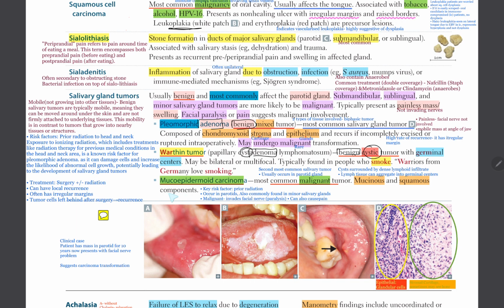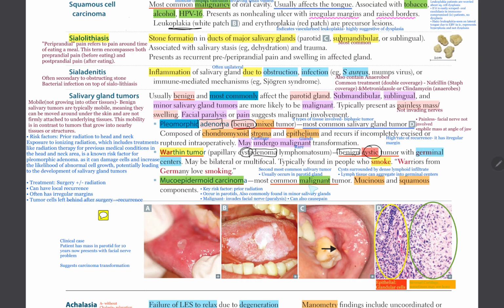Then the third one is mucoepidermoid carcinoma. It is the most common malignant tumor, and it is composed of mucinous and squamous components. Mucinous, again, is muco, and epidermoid is the squamous component, and it is a malignant tumor. Need to note this point.